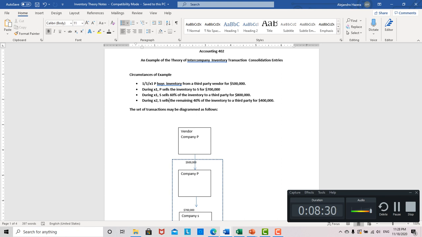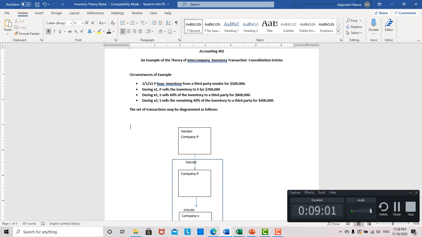So in these four transactions, you have three that are valid. The first one is valid because P buys it from a third party. The second one is an intercompany transaction, which cannot be recognized in consolidation because you can't sell things to yourself. But the last two are S selling to a third party. S sells 60% of the inventory to a third party, and that's a valid transaction. Finally, S sells 40% of the inventory to a third party for $400,000, and that's a valid transaction also.